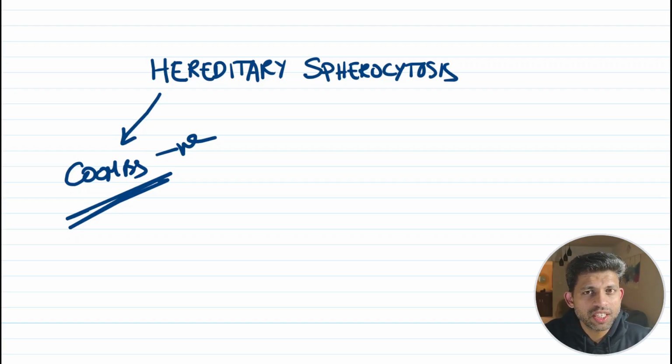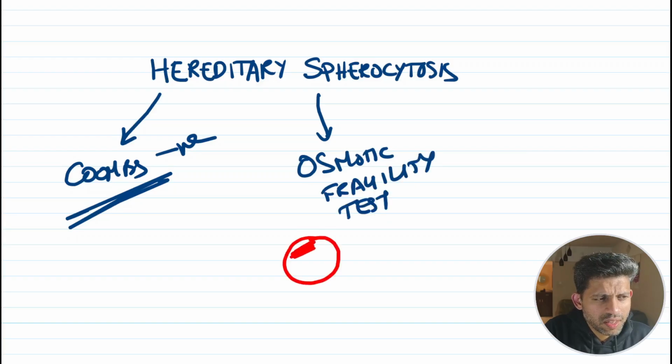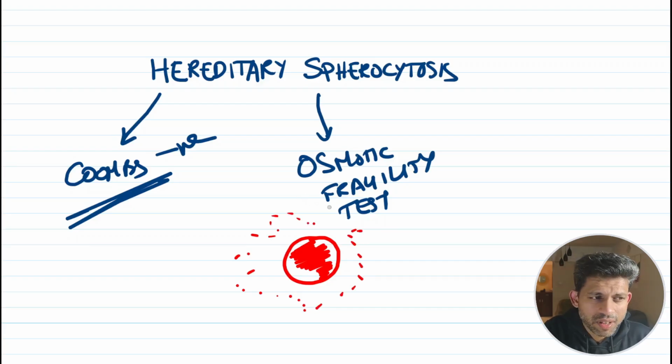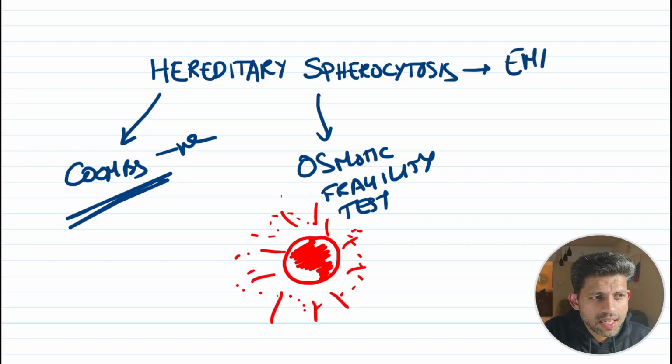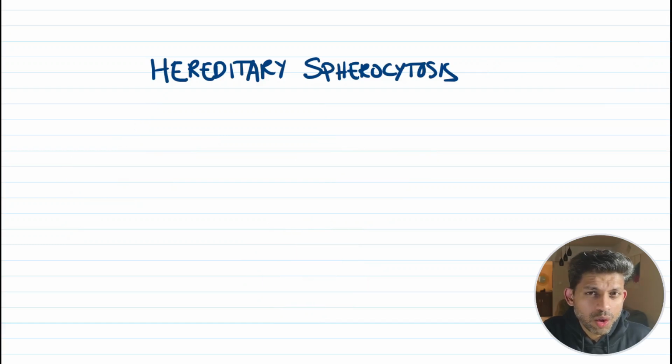This helps us differentiate hereditary spherocytosis from autoimmune hemolytic anemia. That is another condition where you get spherocytes. Osmotic fragility test checks for the fragility of RBCs in a hypotonic solution. Spherocytes are easily fragile, and in a hypotonic solution they burst easily. Nowadays, EMA binding test using flow cytometry is used as a very fast screening test. Now let's jump into some clinical implications.